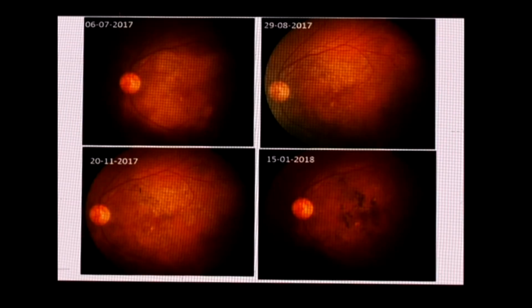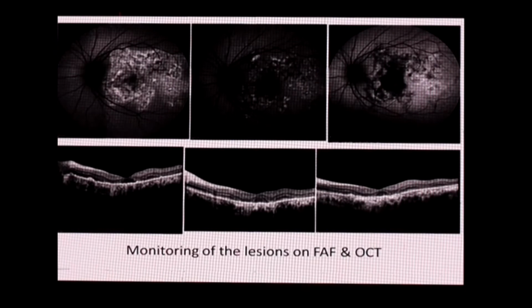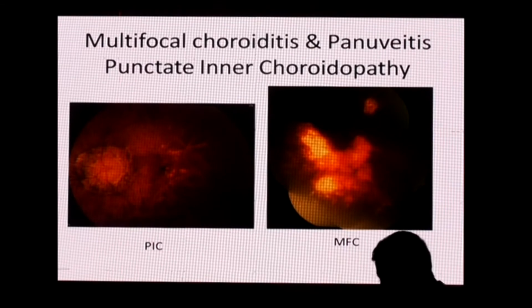So again, OCT can be used, and usually OCTA shows areas of choriocapillary non-perfusion, but the intervening areas usually appear okay. Now, these are again serial photographs of the same patient. Though clinically it looks quite stable here, the fundus autofluorescence lesion still shows some activity. So we use multimodal imaging, especially fundus autofluorescence and OCT, to monitor these lesions.